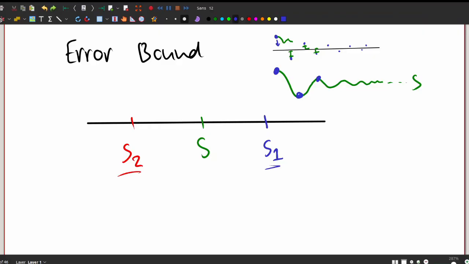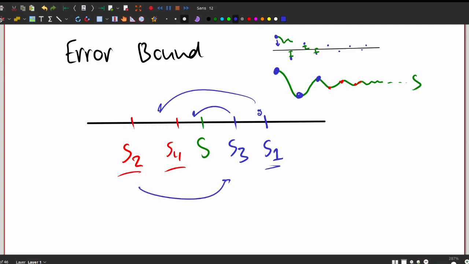Our next term will be up here. This will be S of 3, which will once again be an overshoot, and then we'll have S of 4, which is an undershoot. So while we keep getting closer and closer to the actual S of n, we keep alternating between an overestimate and an underestimate. And what does this mean for the error bound?